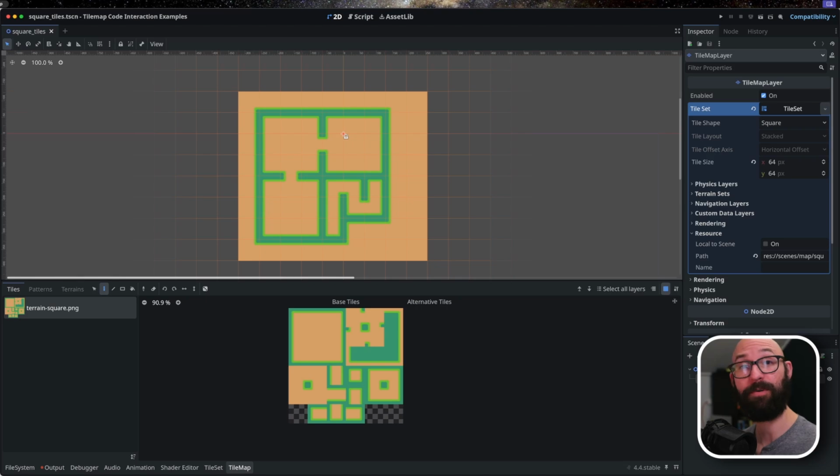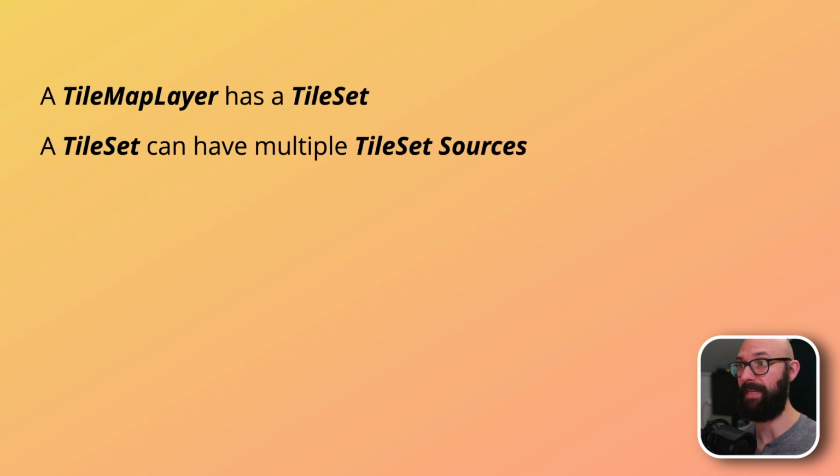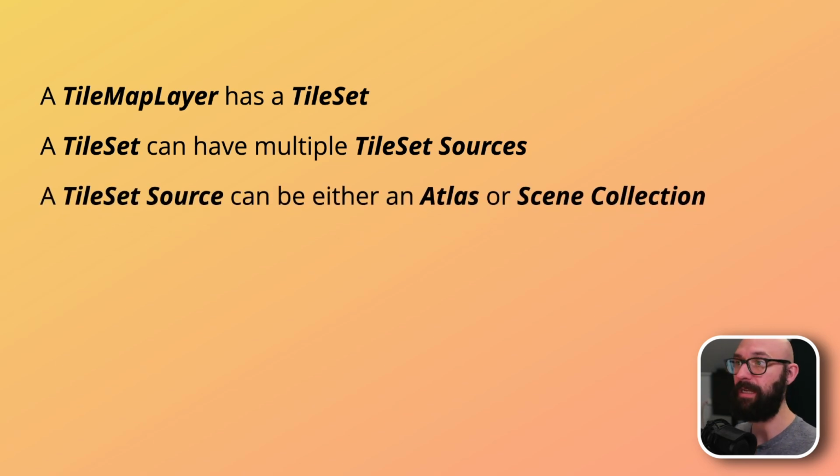Let's get started. Before we start interacting with our tile map layer using code, let's cover some basic fundamentals first. Every tile map layer has a tile set, and so this is a collection of tiles that we can interact with and paint on our tile map layer. Each tile set has a number of tile set sources, and so this can be an atlas, which is essentially a sprite sheet, or it can be a scene collection.